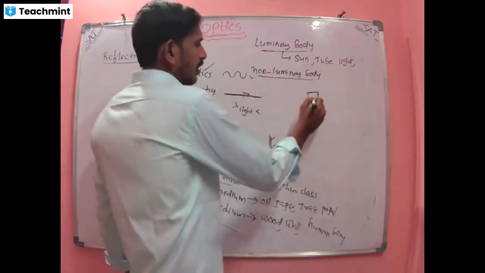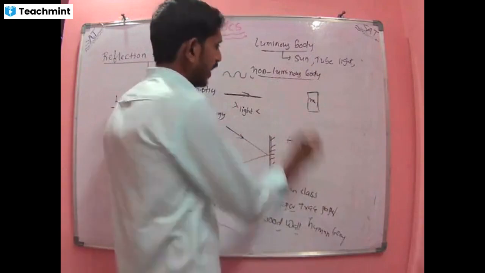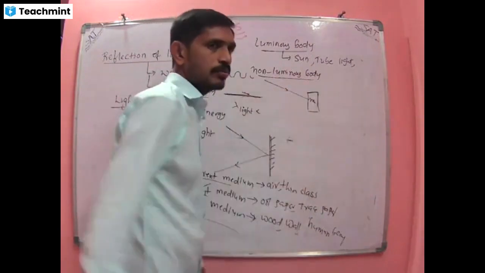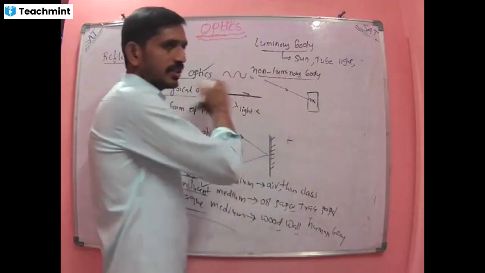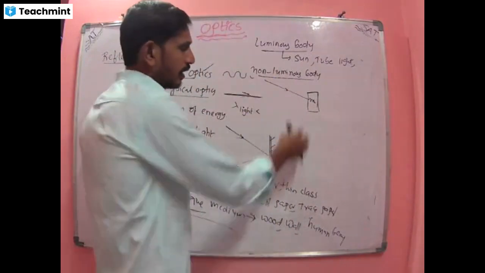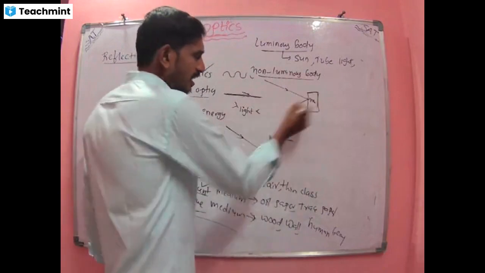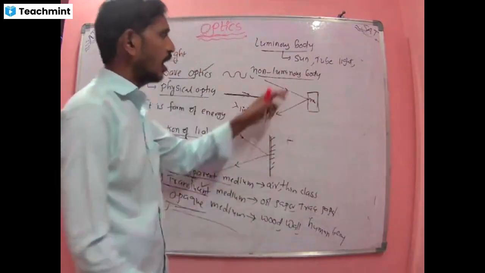For example, light falls on this object. What is the property of this non-luminous body? Whatever light comes from the luminous body is reflected by this non-luminous body. That is called a non-luminous body.